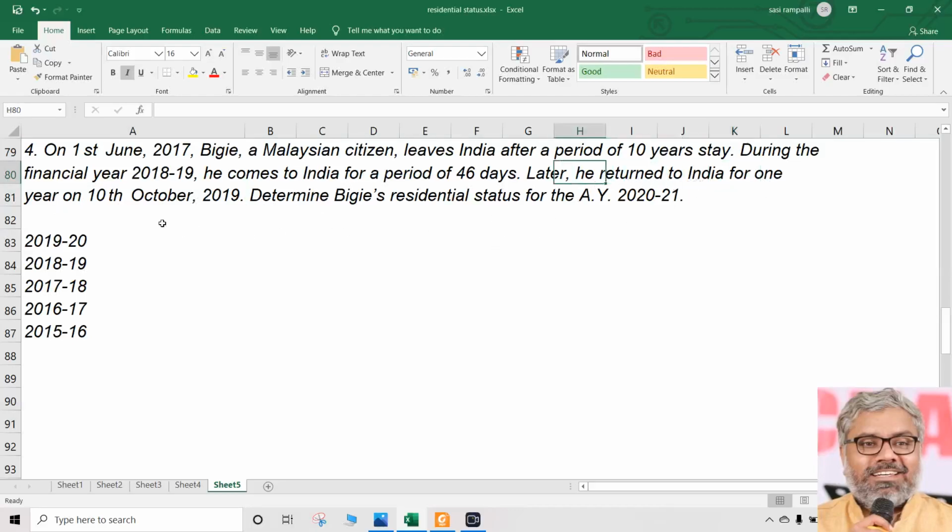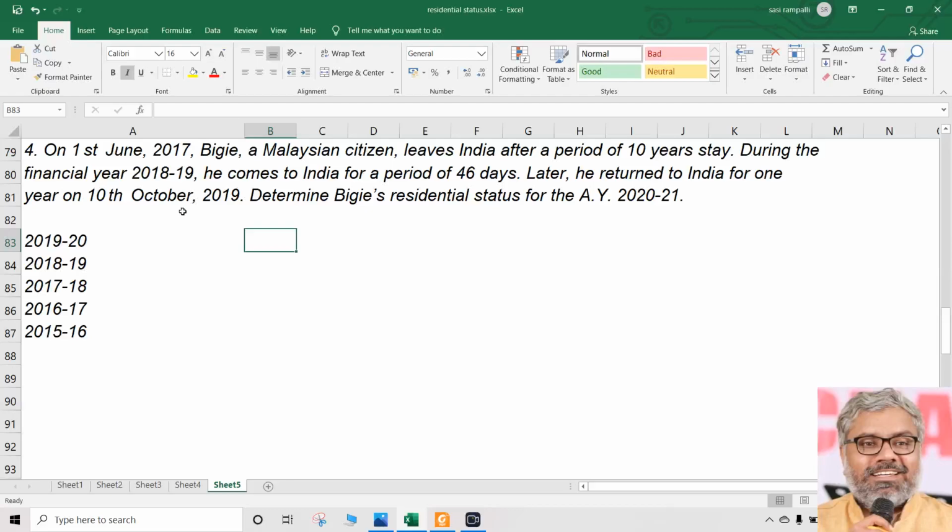He returned to India for 1 year. That 1 year is misleading information. Intentionally it was given for a trap. I hope you did not fall in the trap. If you did, come out of that trap first. This 1 year is a trap. That is not at all relevant information. What is relevant? Dates are relevant.